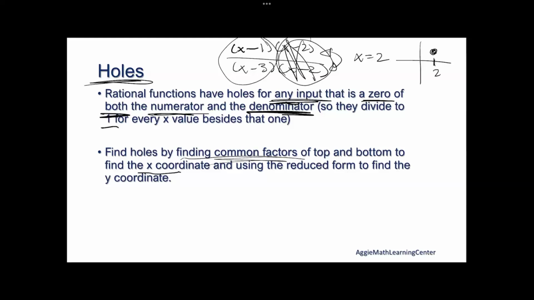If we have x equals 2, we can plug that back in over here. 2 minus 1 over 2 minus 3 is equal to 1 over -1. So this is going to be at 2, -1. That's where the hole is going to be. So you put the x coordinate in the reduced form in order to find the y coordinate. Awesome.